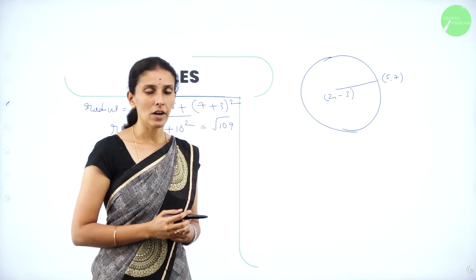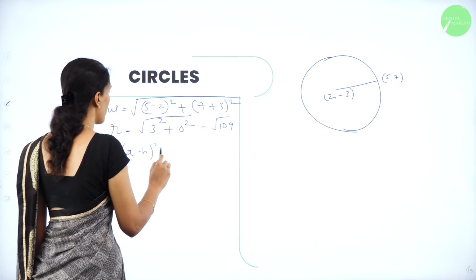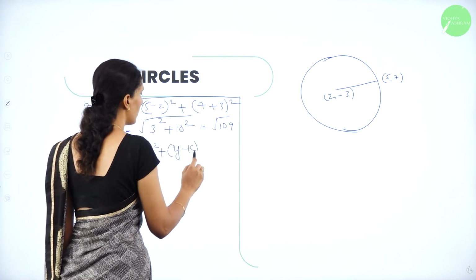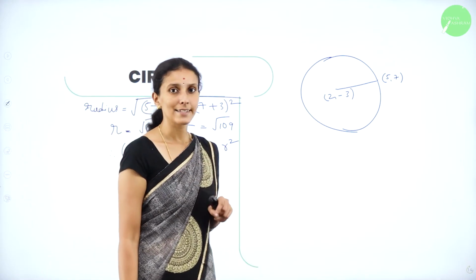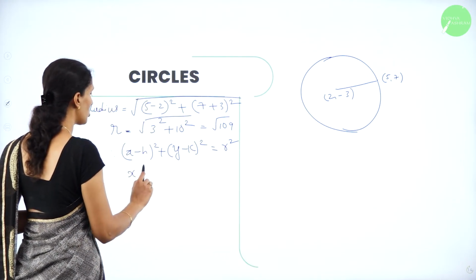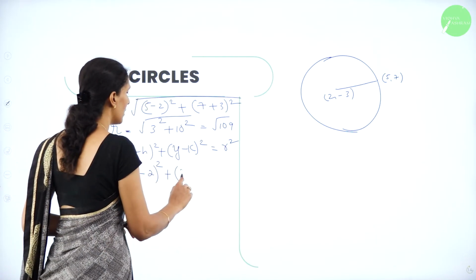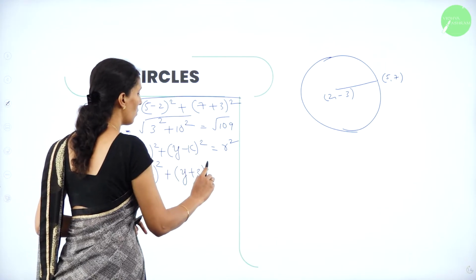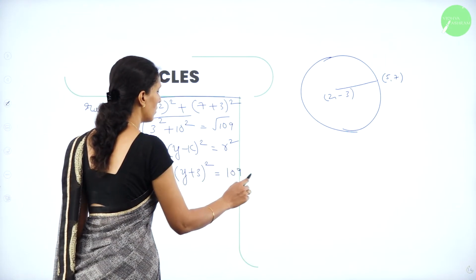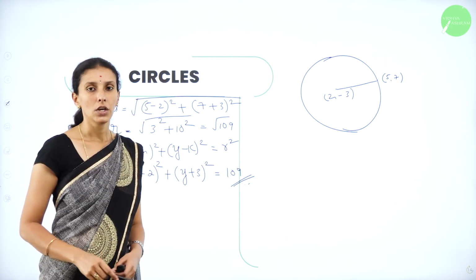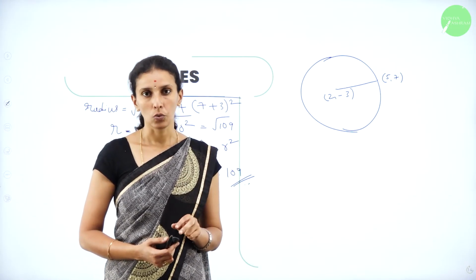Now the general equation of the circle, that is x minus h whole square plus y minus k whole square is equal to R square. Now we got the center as 2, minus 3. So therefore here the equation becomes x minus 2 whole square plus k is minus 3. It becomes minus of minus 3, plus 3 whole square. Radius is root 109. When you square it, it becomes 109. So this is the equation of the circle which is required, passing through the intersection of the two lines.